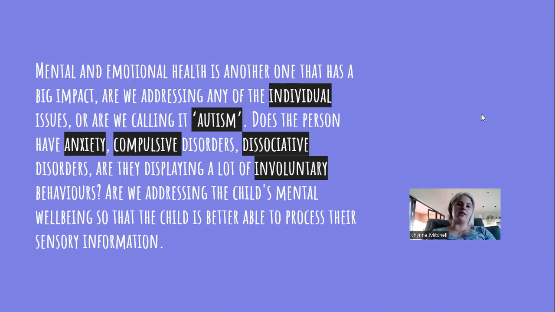Mental and emotional health is another one that has a very big impact. Are we addressing any of the individual issues, or are we just saying that kid has autism? Does a person have anxiety, compulsive disorders, dissociative disorders? Are they displaying a lot of involuntary behaviors? Are we addressing the child's mental well-being so the child is better able to process their sensory information?